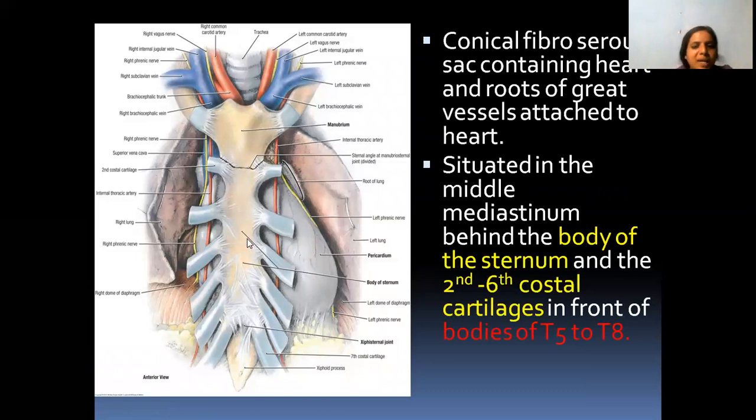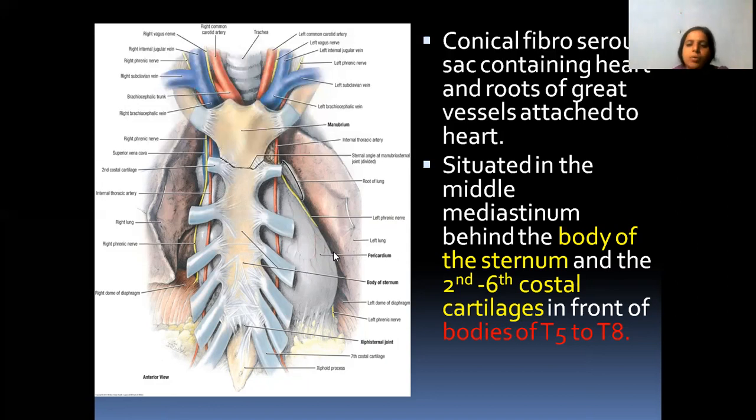Sternum bone, costal cartilages. Behind the sternum, you find the heart, which is enclosed in a bag. The name of this bag is pericardium. It is a conical fibroserous sac containing the heart and the roots of the great vessels. The great vessels are the aorta, superior vena cava, pulmonary trunk, and inferior vena cava. This pericardium is situated in the middle mediastinum. Mediastinum is nothing but the area between the two lungs. And in the middle mediastinum, we find the heart covered by pericardium.